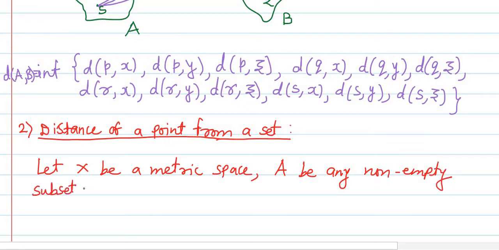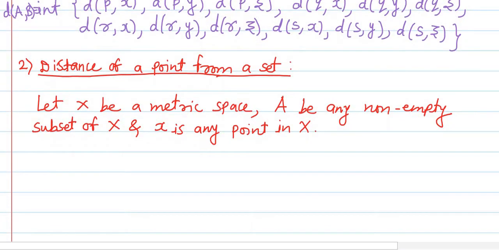Let A be any non-empty subset of X, and small x is any point in the metric space capital X. As small x is any point in the set capital X, it may be a member of A or it may not be a member of A. Both the possibilities are open.